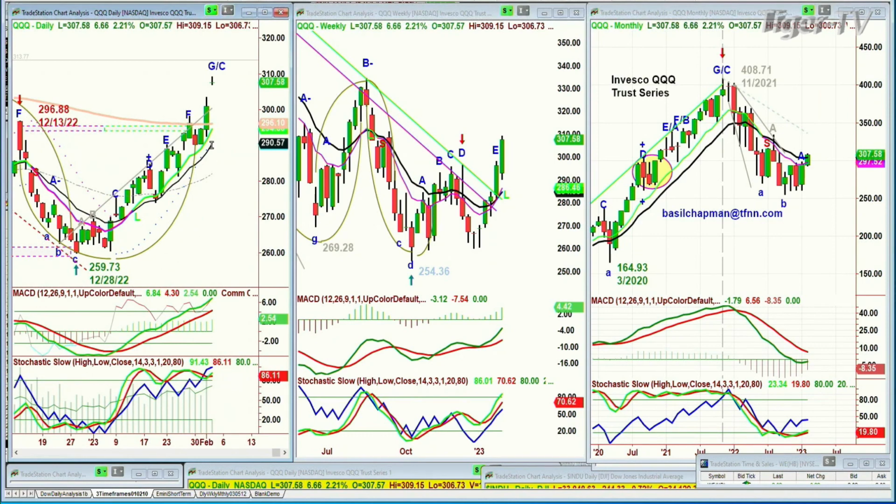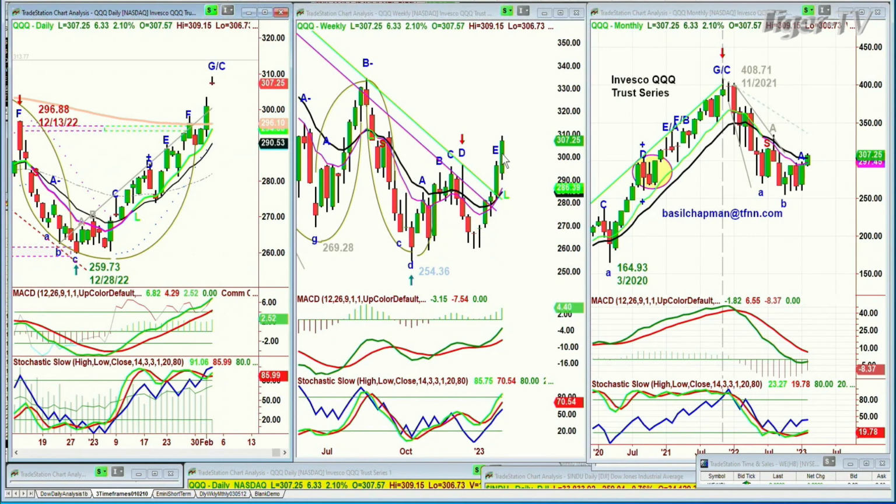The MACD is strong. The stochastic is very good at 86%. On-balance volume is getting quite overbought. The relative strength is still very strong, and the price is way above the 200-period moving average, which is way above the 9. So this is very strong action you've got.